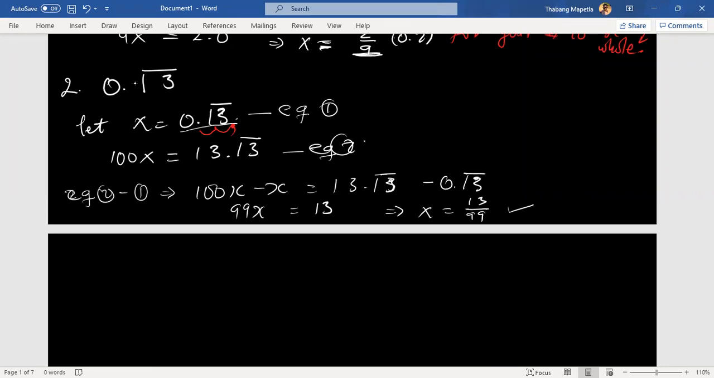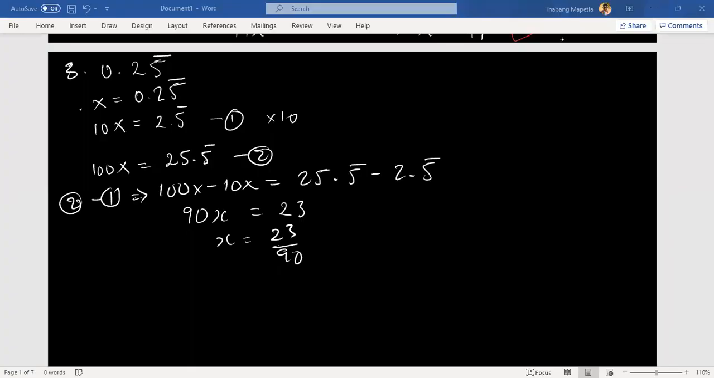Then subtract those that are after the decimal, it's 13 bar. So they're going to cancel each other, all of them. Then we're going to have 13 minus 0, which is 13. Then make x the subject, and our answer is there. Voila. I guess we're good. So that's how it is. I guess it's easy. It's not a big deal, buddy.